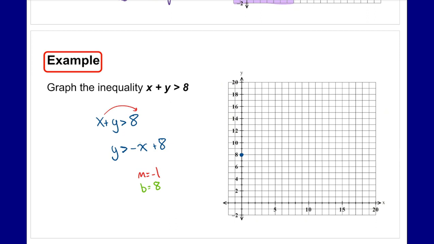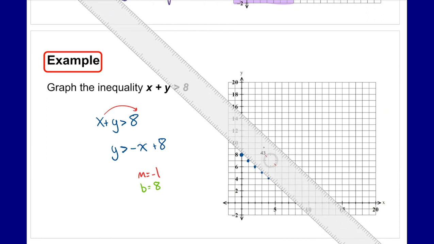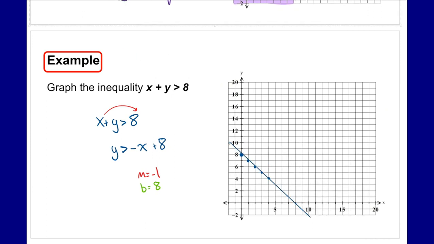I'm at 8. I go down 1 over 1, down 1 over 1, down 1 over 1, and so on. I'm just connecting. I can connect my points. I'm speeding through this part a little bit, but we have had a lesson. We have talked about how to graph equations. So if you need to go back and review that, please do so. But we've graphed our line. So now we have y equals negative x plus 8.